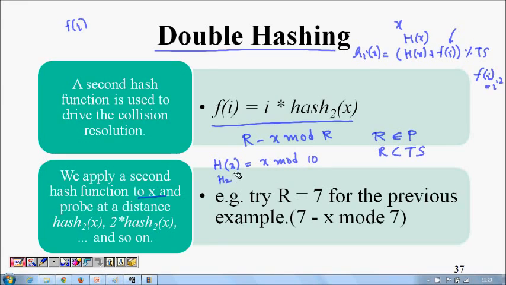In this example, we are taking h(x) as x modulo 10, and hash2(x) will be 7 minus (x mod 7). We choose 7 because 7 is a prime number and it's less than the table size, so it should work fine. The important thing to note is that your second hash function should not evaluate to 0, because then a disaster will happen. If it evaluates to 0, then you try out f(1), f(2), f(3), but since hash2(x) is 0, i times 0 will always give 0, so there will be no probing at all. No new locations would be found.